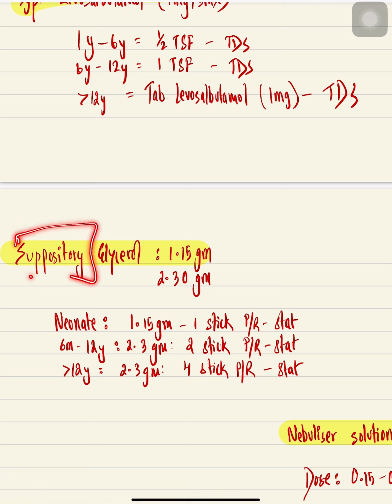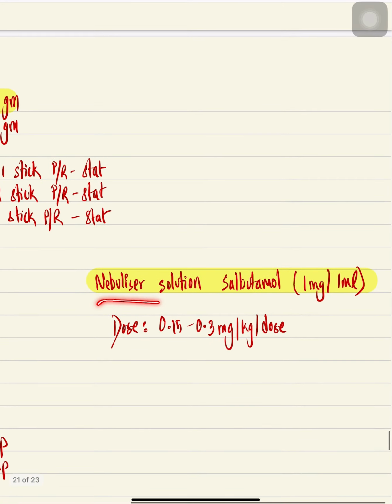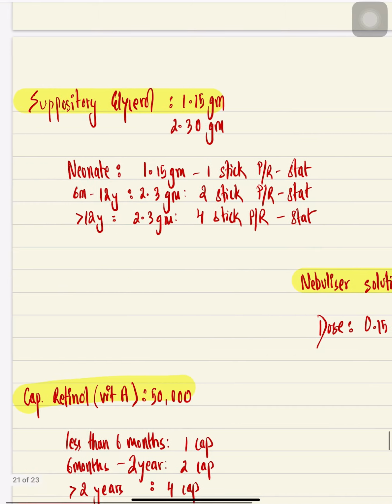Now let's discuss the suppository. It comes in the formulations of glycerol 1.15 gram or 2.3 gram. For neonates, we prescribe 1.15 gram, 1 stick per rectal stat. 6 months to 12 years, 2.3 gram, 2 sticks per rectal stat. More than 12 years, 2.3 gram, 4 sticks per rectal stat. Nebulizer solution salbutamol 1 gram over 1 ml. Dose is 0.15 to 0.3 milligram per kg per dose.